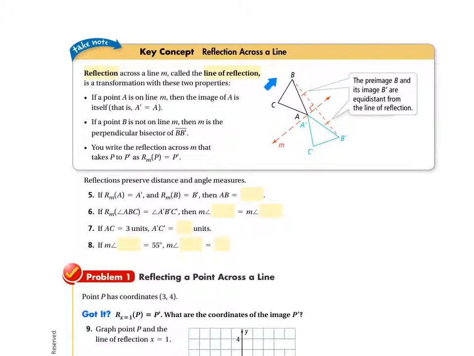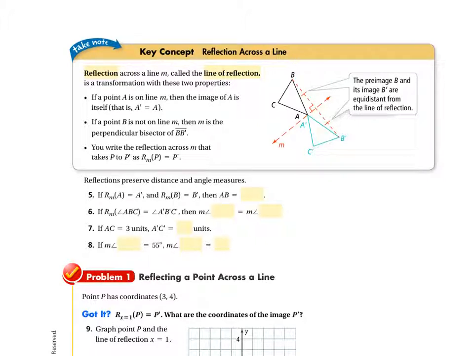Versus you've got B here, which is off that line of reflection. B is this distance right here from the line of reflection, and so B prime will be the same distance. So the distance from B to B prime is bisected by that line of reflection. And so the line of reflection becomes a perpendicular bisector to the line that would contain or connect points B and B prime. And that's all that they're trying to say here.